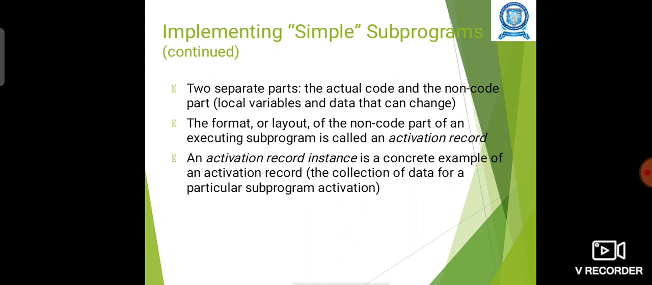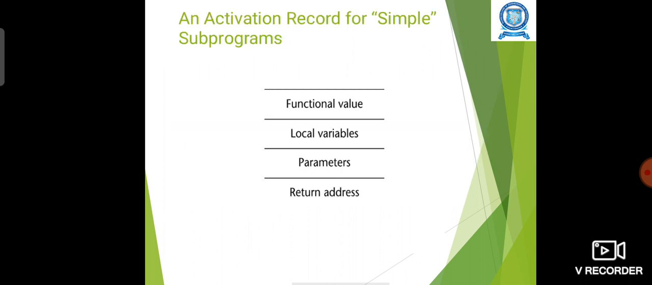Implementing simple subprograms. Two separate parts are there, the actual code and the non-code part. Non-code part means having the local variables and data that can be changed. The format or layout of the non-code part of an executing subprogram is called an activation record. An activation record instance is a concrete example of an activation record. It consists of the collection of data for a particular subprogram activation.